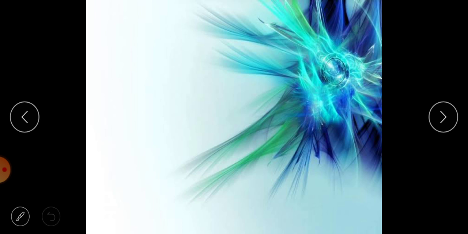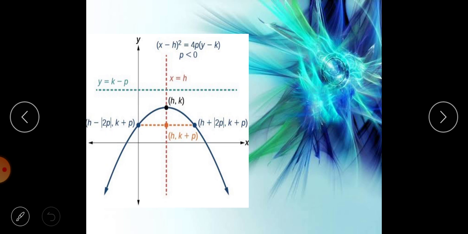So this is the graph of the equation (x minus h) squared is equal to negative 4a times (y minus k). But the value of a is less than 0 and it has an axis of symmetry which is on the y-axis, same as the third equation. But because the value of a is less than 0, the graph of this equation opens downward.